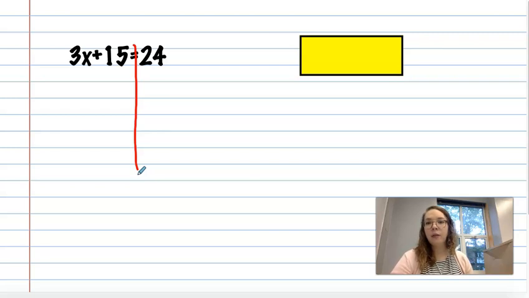Here you have 3x plus 15 equals 24. We are trying to isolate this x. So we have to move things that are further away from it first. This 15 is further away from x than 3 is. So I'm going to do the opposite and subtract 15 from both sides. 24 minus 15 is 9. Okay, and I'm bringing down that 3x.